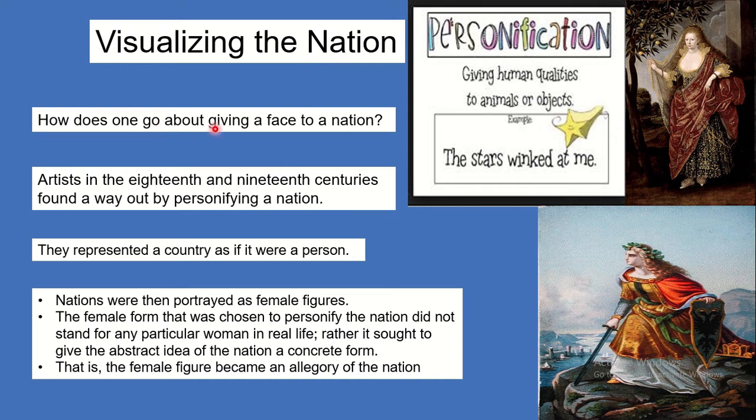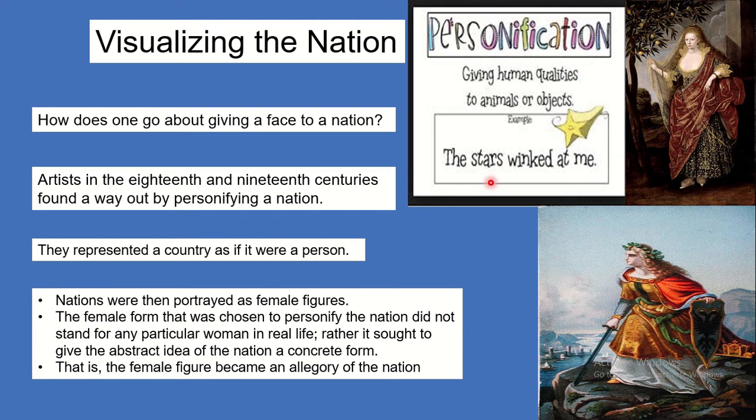How does one go about giving a face to a nation? So the artists in the 18th and the 19th centuries have found a way out. By personifying a nation, we can give a face to a nation. Now what is personifying? Personifying comes from the word personification, which means we give a human quality to animals or objects. Personification is a process through which you give a human quality to animals or objects.